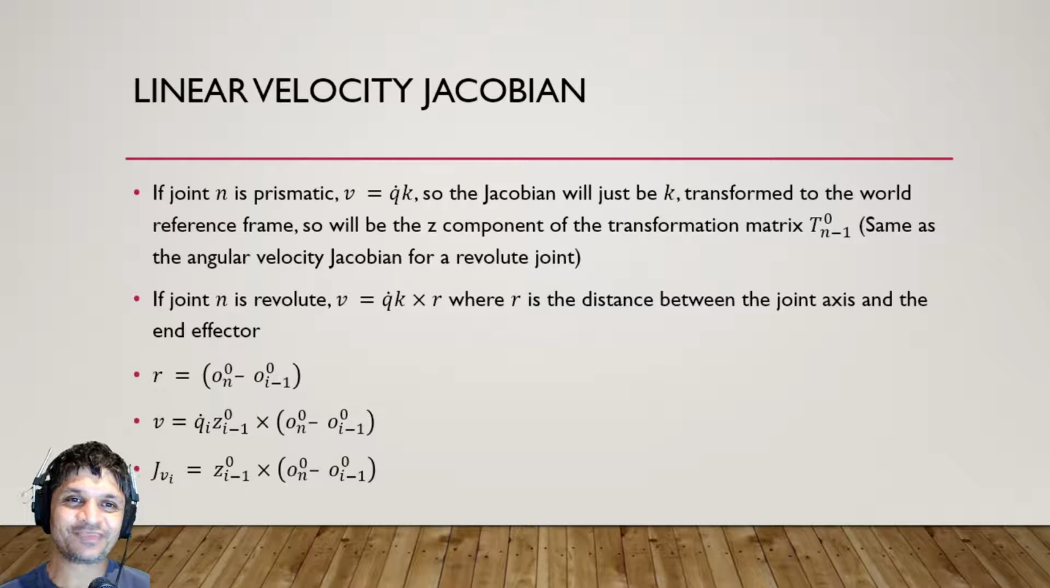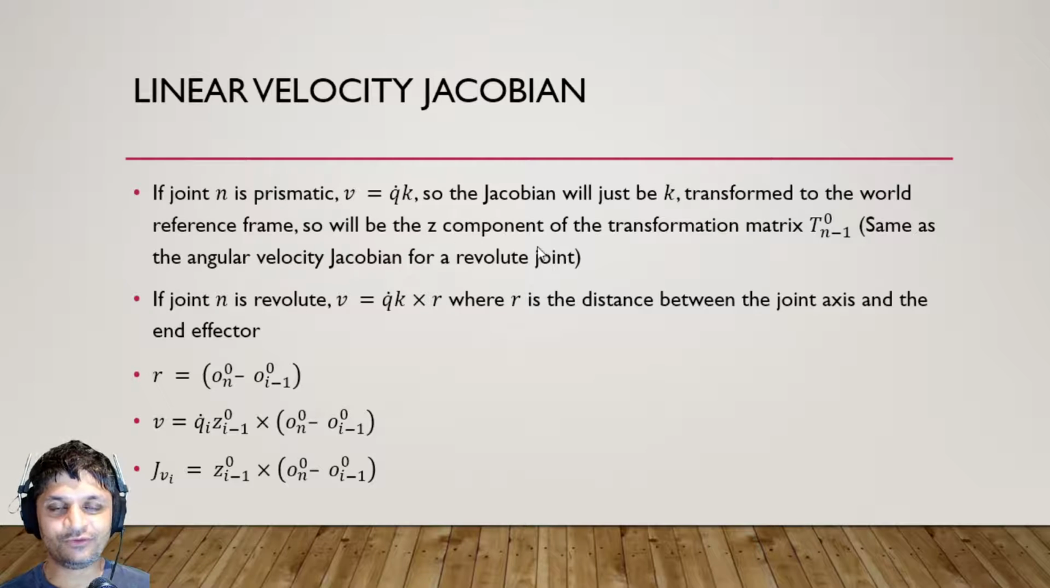Okay, so the linear velocity Jacobian is an interesting one. If the joint is prismatic, we said that the linear velocity is just q dot k, right? So the Jacobian will just be k, because remember, the linear velocity is equal to q dot times the Jacobian. So the Jacobian is just k. And of course, same as we did with the angular velocity, we have to transform that to the world reference frame. So it'll be the z component of the transformation matrix T i minus 1 naught. Sorry, that should be an i, not an n. I'll fix that in the slides.